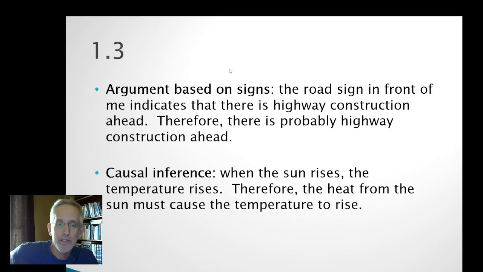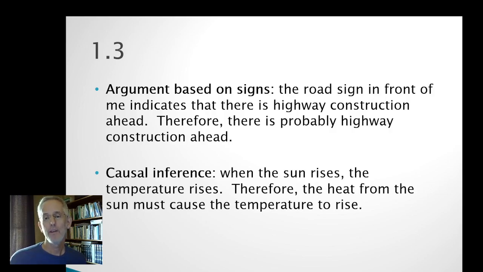A causal inference is when you are making the claim that one event causally follows from another. So the example I have here is when the sun rises, the temperature rises, therefore the heat from the sun must cause the temperature to rise. So we're making a causal claim based on this correlation between the sun rising and the heat increasing, the temperature rising. So correlations are indicators, multiple correlations are indicators of some causal link.